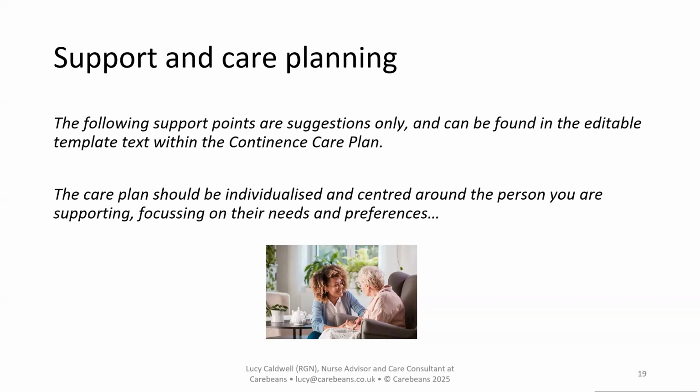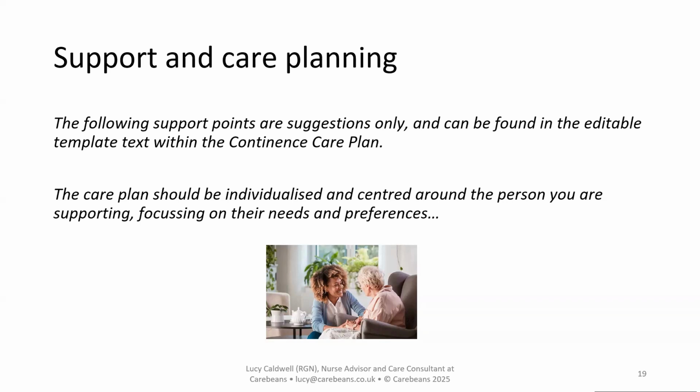So the care plan, as always, should be individualised and centred around the person that you're supporting, and it should always focus on their needs and their preferences. And as always with care planning, it's about planning ahead. In terms of bowel incontinence, we're thinking about promoting continence rather than just accepting that this person is incontinent. It's about looking at ways in which we can promote them remaining continent. So it's about being proactive when we're thinking about our care plans. Rather than containing the problem, it's about promoting continence.